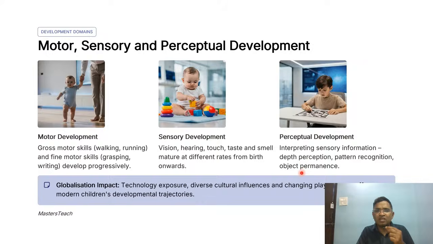So here, this is about the globalization impact. So technological exposure, diverse cultural influence, and changes in play patterns affect the modern child's development trajectory. Okay, this is about the development domains: motor, sensory, and perceptual development.